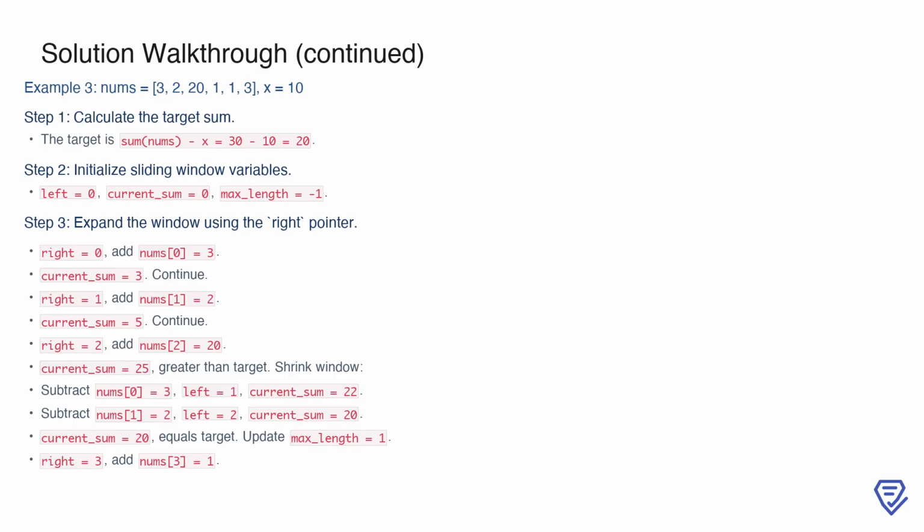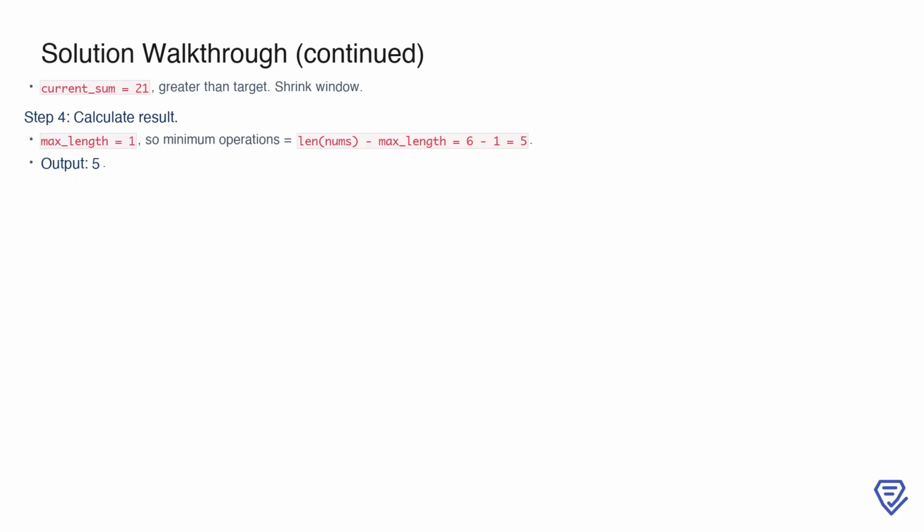This exceeds the target, so we shrink the window by removing nums[0] and nums[1], updating left to 2 and reducing current_sum to 20. Since current_sum now equals the target, we update max_length to 1, the length of the current subarray. At right equals 3, adding nums[3], which is 1, increases current_sum to 21, exceeding the target again. To adjust, we shrink the window further.